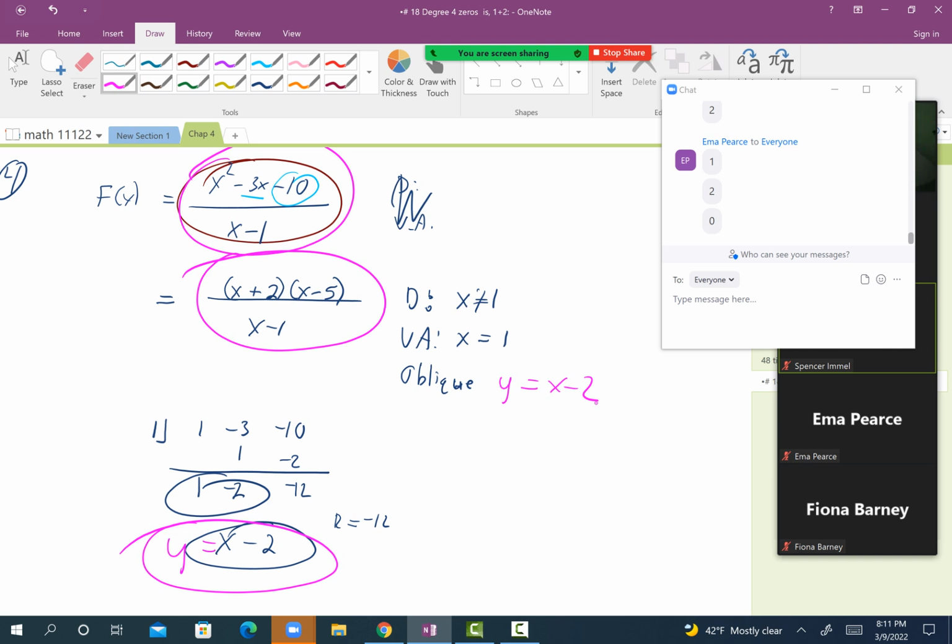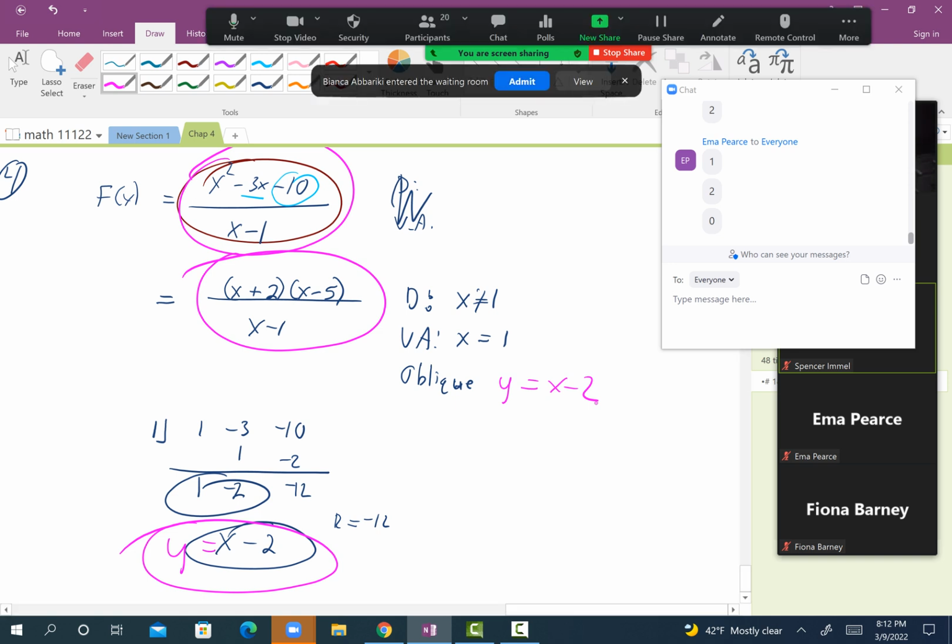the oblique asymptote is. I'm only interested in that you can recognize that there is one. But you might see that on some of your stuff on your assignment.